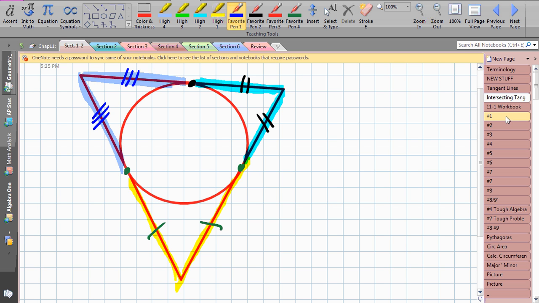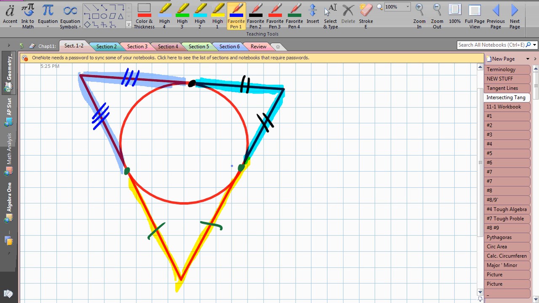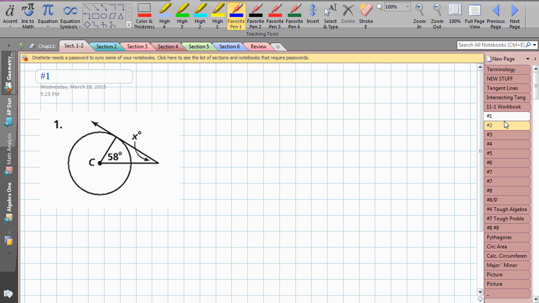Let's take a look at the first example. So again, to recap, we have tangent lines and radii, they're going to be perpendicular, and then we have intersecting tangent lines, they are going to be congruent, those little tiny segments. All right, let's take a look at this problem.